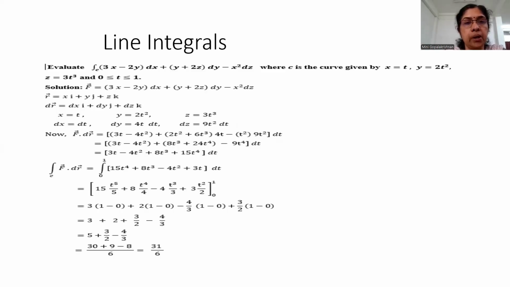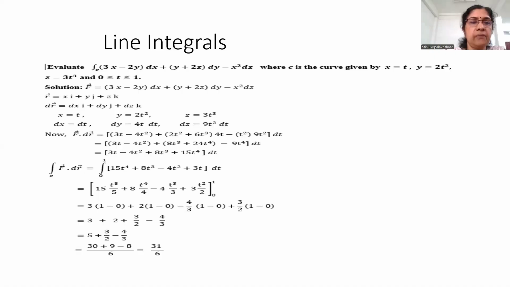So we need to reduce all the three variables into a parameter t using the curve relation given here. So we have x = t. In turn, we'll find dx. y = 2t² will give us dy, and z = 3t³ will give us dz. So find all these six values, x, y, z, dx, dy, dz, and then put them in the integrand. Then we will integrate.